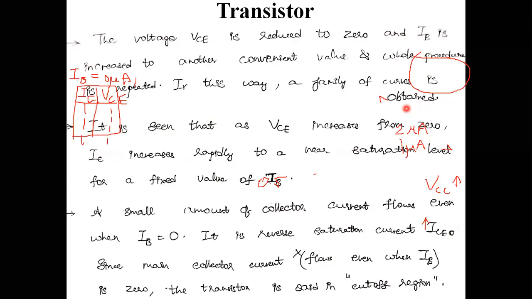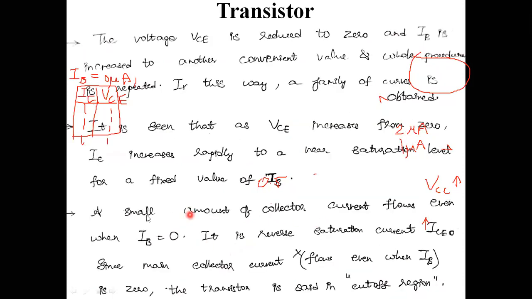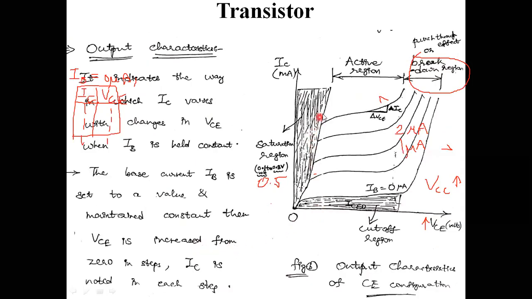It is seen that as VCE is increased from 0, IC increases rapidly to a nearly saturation level for a fixed value of IB. A small amount of collector current flows even when IB is equal to 0.